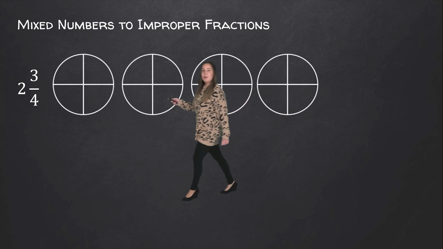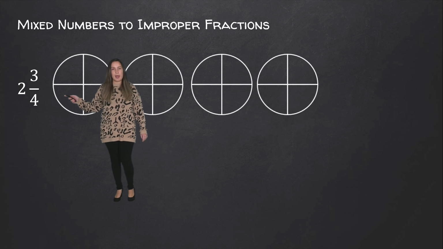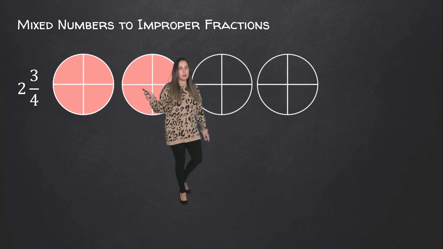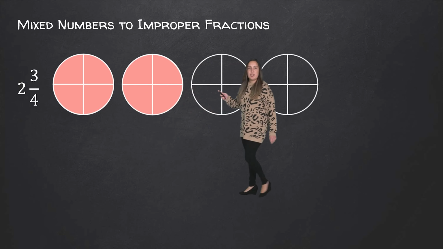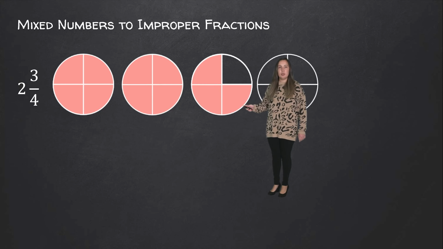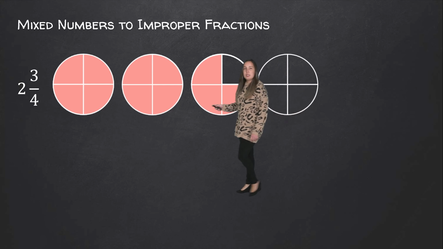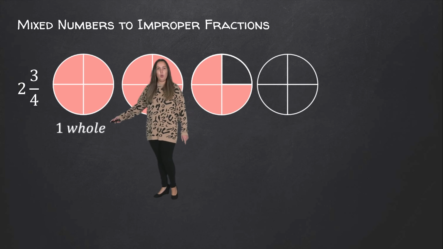Here we have 2 and 3/4. And again, all these circles are split up into 4 equal pieces, because the denominator is 4. And so let's start off by representing 2 wholes. So we shade in 2 whole circles. And then let's represent 3/4. So 1, 2, 3.